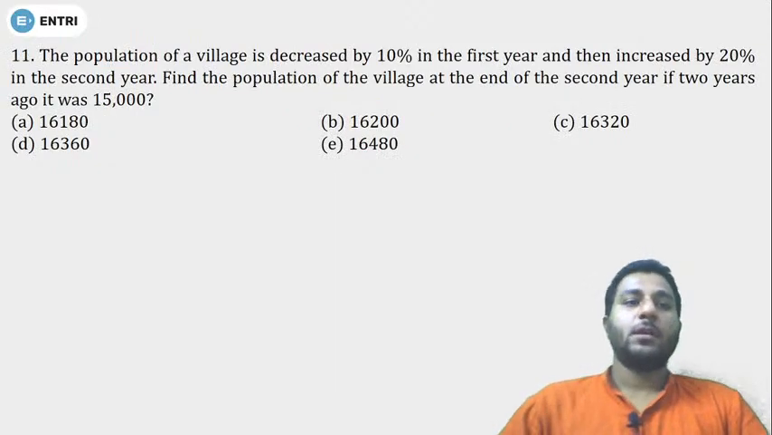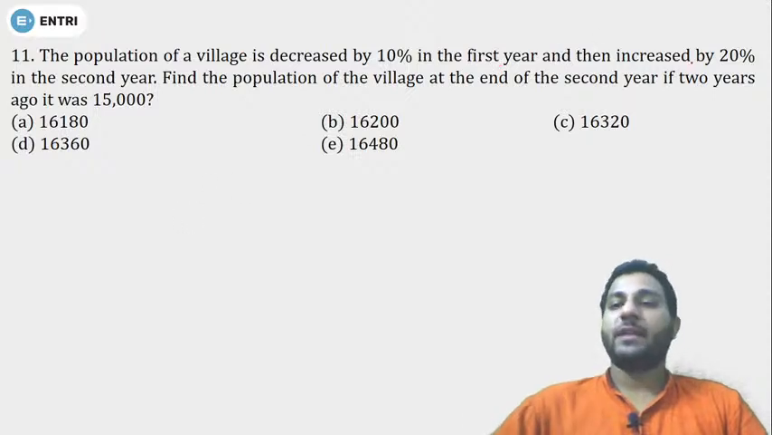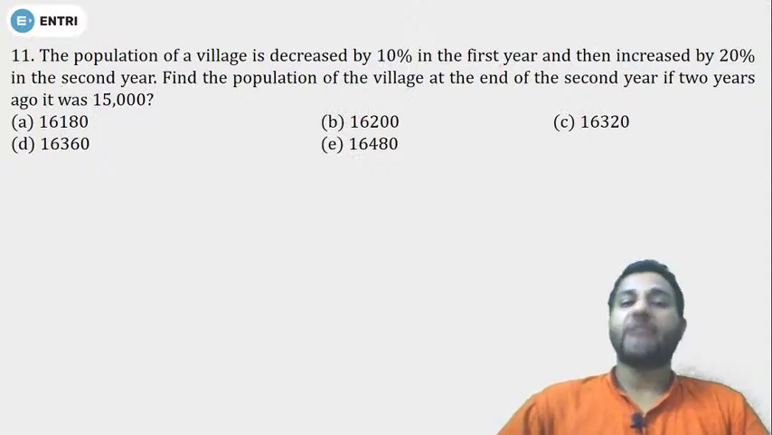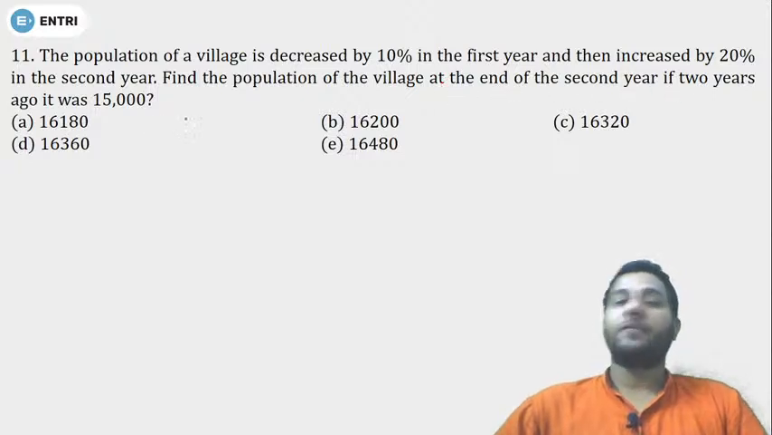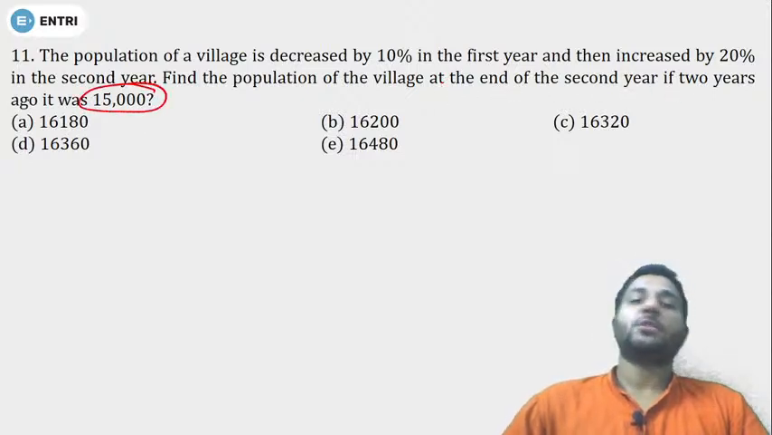Next, the population of a village is decreased by 10% in the first year and then increased by 20% in the second year. Then find the population of the village at the end of the second year if 2 years ago the population was 15,000.